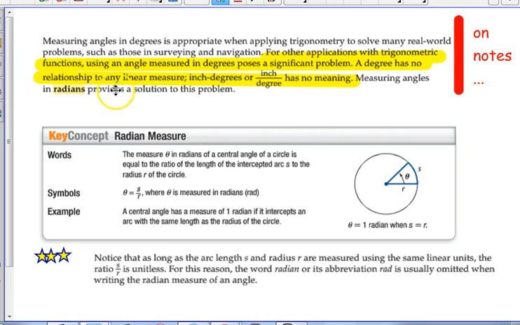Okay. We're going to talk about the definition of radian real quick again. Applications often use radians because degrees have no relationship to linear measure. There's no such thing as inch per degree or inch degrees or anything. Okay? If you talk about the amount of distance here in the radius and the amount of distance here along the circumference, and you divide those, you get the angle theta in radians.